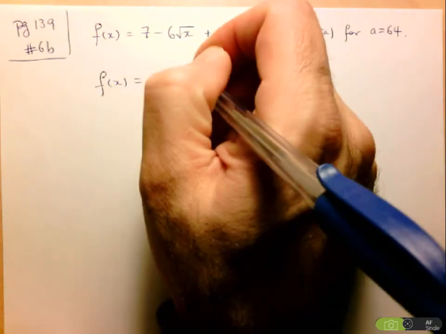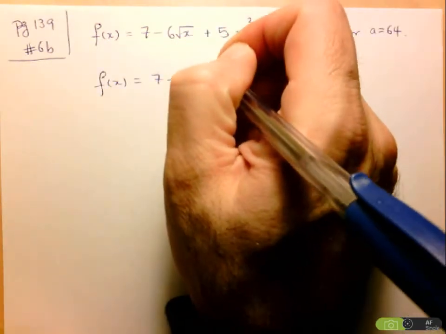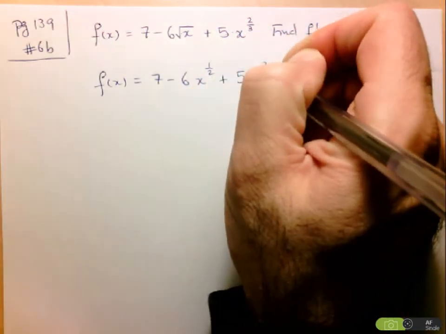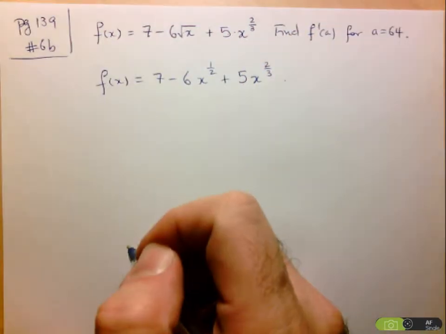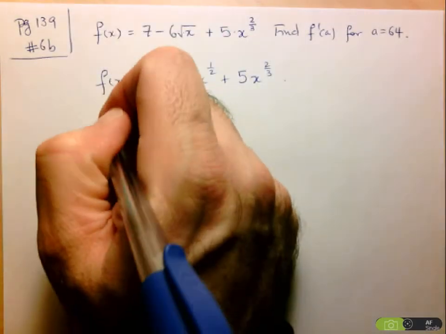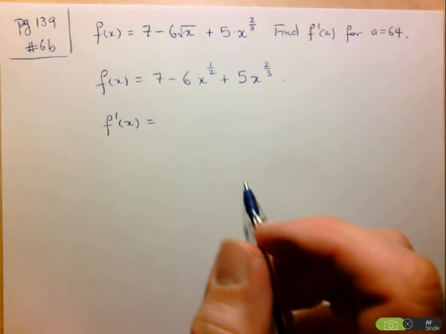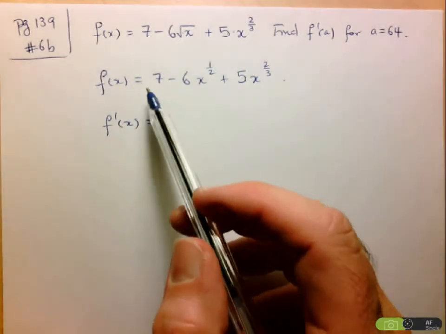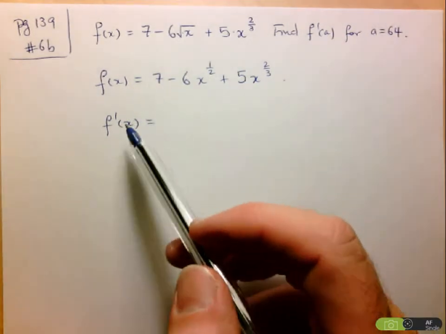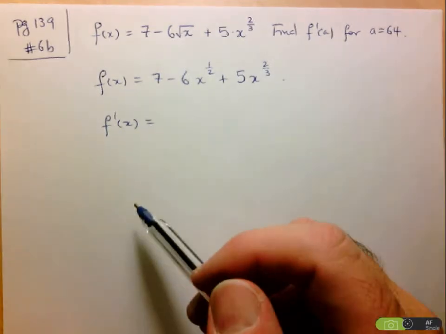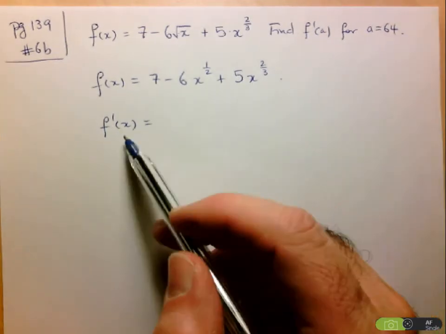So first thing I'll do is change the form here: 7 minus 6 times x to the 1/2 plus 5 times x to the 2/3. Now I have it in a form for which I can find the derivative. So let's find the derivative function of f. Notice first I have to find the derivative function. Once I have the derivative function, I can then input my x value into that function.